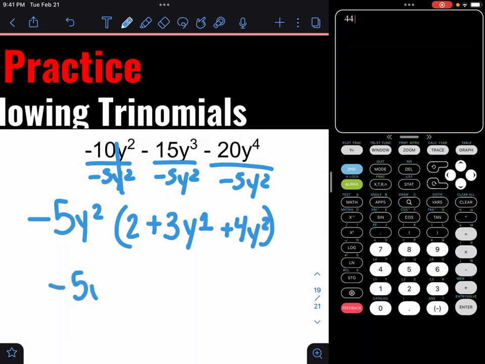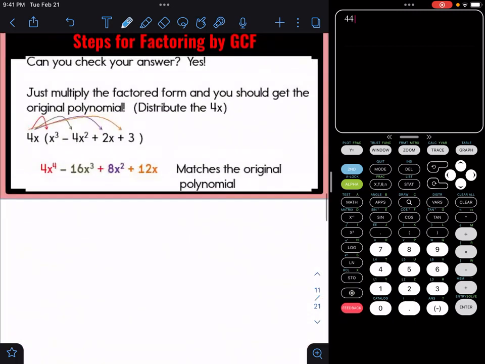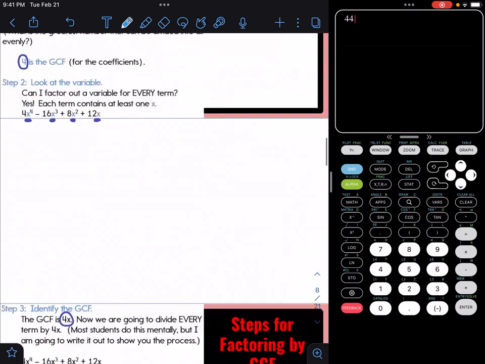Alright, so we'd have negative 5y squared. Put the exponents in order from least to greatest, so we'd have 4y squared plus 3y plus 2. You don't have to write the 1. And that sums up our lesson on factoring by GCF.